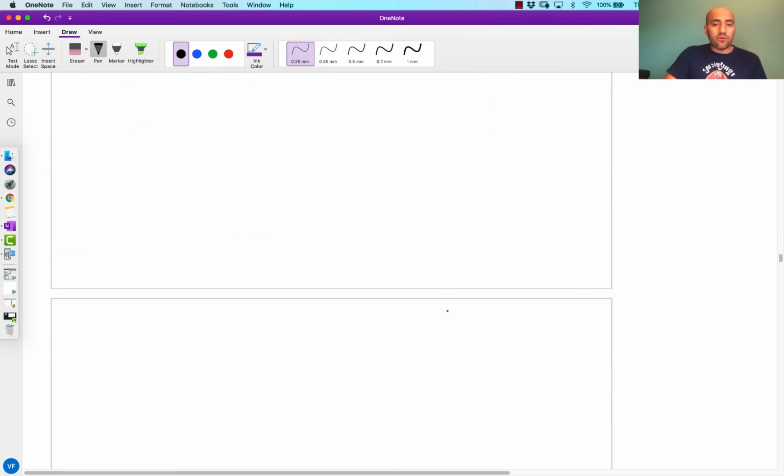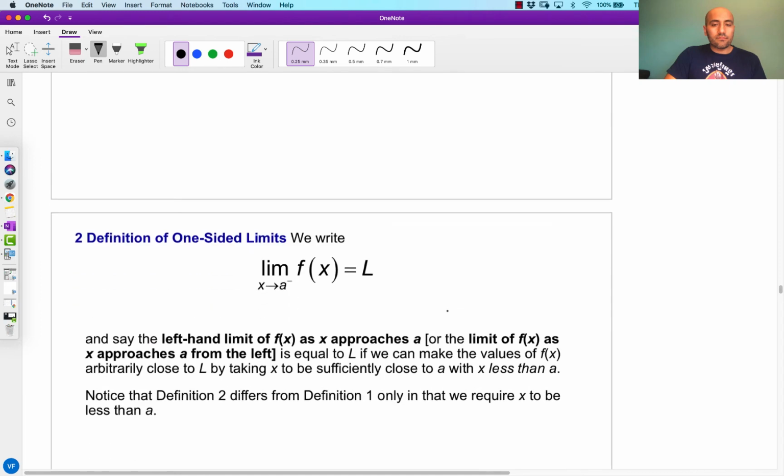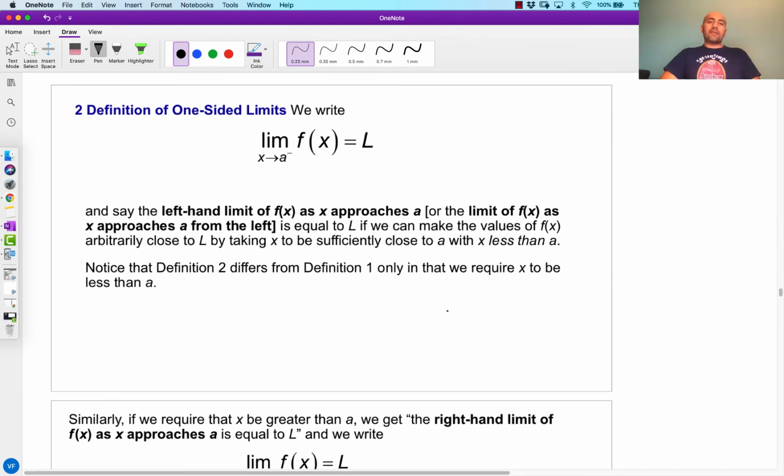Okay, so let's put that in general. So we have a new definition for one-sided limits. The limit as x approaches a from the left-hand side, right? Remember that this little guy up here means that it's from the left-hand side. The limit as x approaches a from the left-hand side of f of x equals L, and we say the left-handed limit of f of x as x approaches a, or the limit of f of x as x approaches a from the left side is equal to L if we can make the values of f of x arbitrarily close to L by taking x to be sufficiently close to a with x less than a. Right?